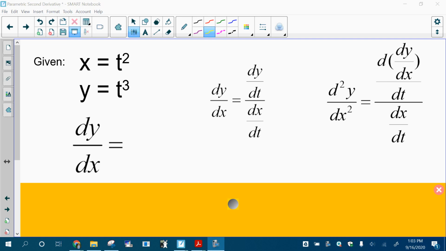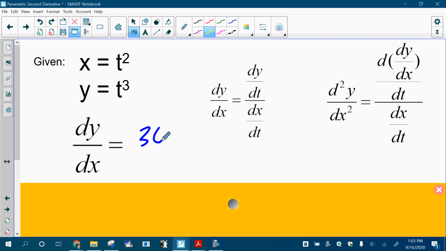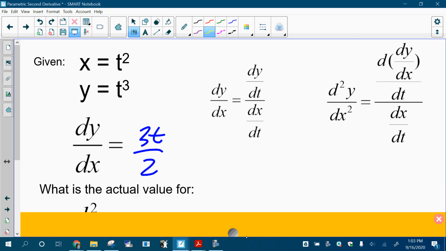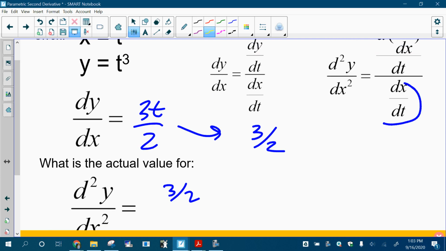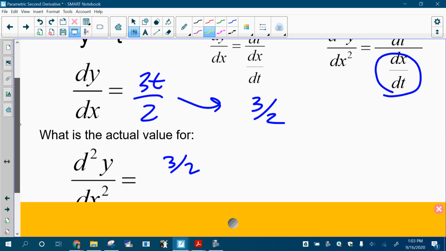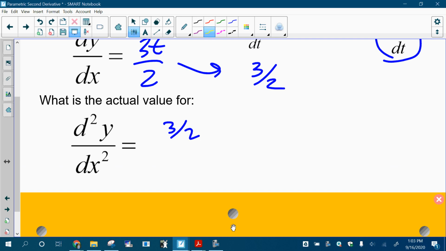We already did this. So we got that dy dx was going to be 3t over 2. And now we want to find the second derivative. Again, people think, oh, you just do one more derivative, and you get 3/2, and I'm like, sure, except you have to take that and divide it by dx dt. So you take the second derivative with respect to t, but you got to divide it by dx dt.